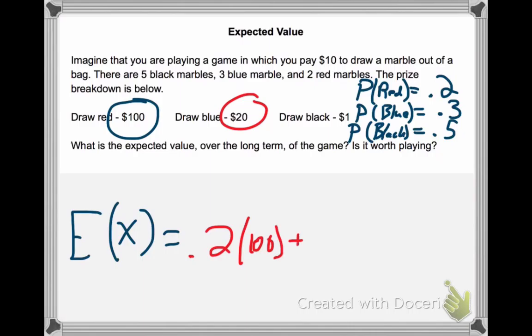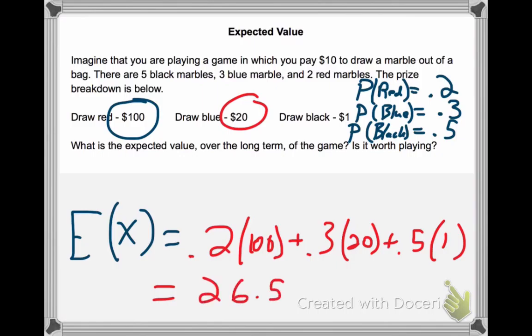plus 0.3 times 20 plus 0.5 times 1. Multiply that and add it up, and you should be able to put that all right in your calculator, and you're going to get $26.50.